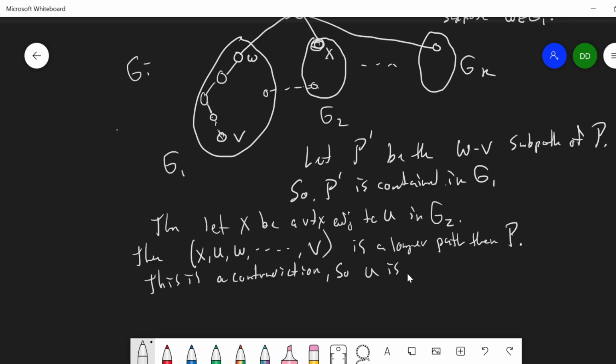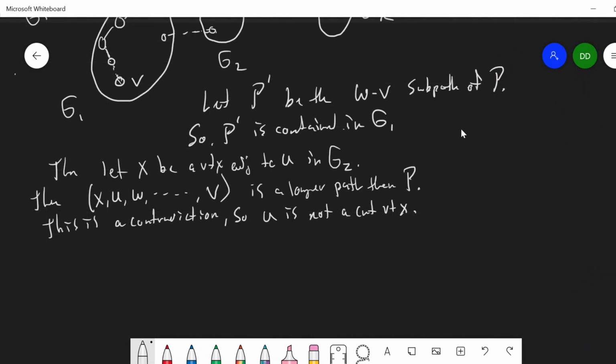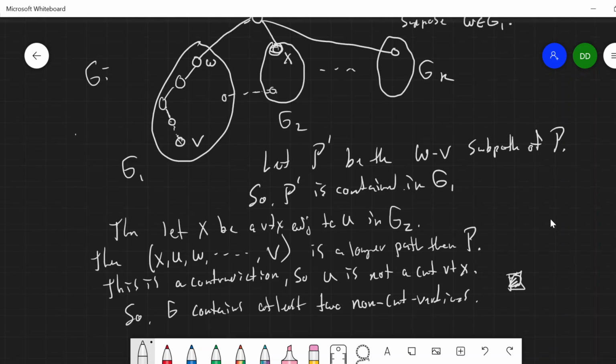So u is not a cut vertex. Right, that was our assumption that led to this contradiction. So u is not a cut vertex, hence v is not a cut vertex, and g contains at least two cut vertices. It contains at least two non-cut vertices. That's the idea.